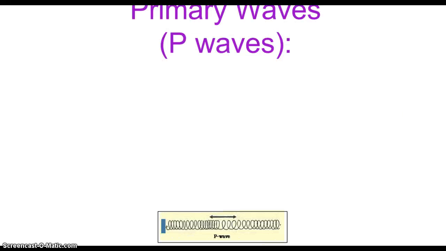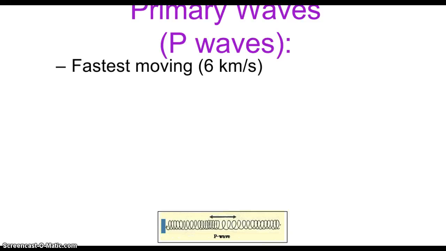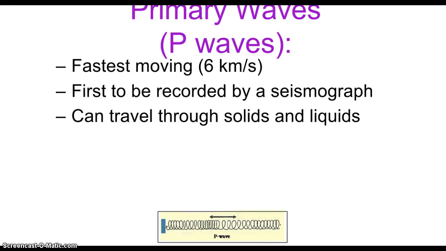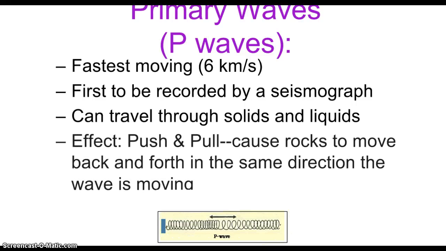So P waves stand for primary waves, and you're going to be filling out the graphic organizer I have in the notes. And these are the fastest moving. They move about 6 kilometers per second. They're the first to be recorded at a seismograph station, which we'll talk about a little bit later. P stands for primary, so they're the first to get there. And they can travel through both solids and liquids, and this is important for going through the outer core, which is a liquid. And their effect is that they push and pull. They go back and forth, kind of like a slinky getting compressed and going out, and it causes the rock to move back and forth in the same direction that the wave is moving.